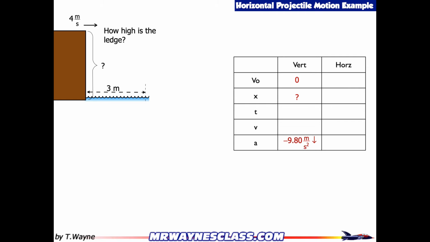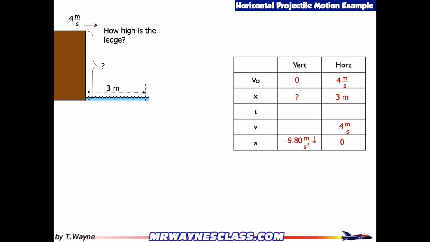So horizontally, what do I know? Well, I know that the velocity is 4 meters per second horizontally, and the acceleration is 0 horizontally, which means the final velocity is also 4 meters per second. And whatever went off this ledge landed 3 meters away from the edge in the water. So there's my 3 meters.